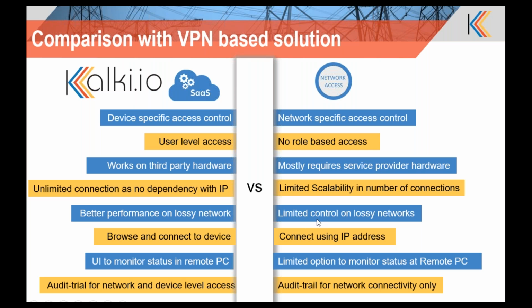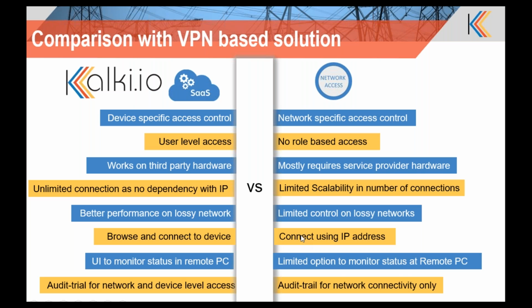And on a VPN network, once the connection is established, there is no more control on the network, and you cannot build an adaptive network mechanism to make your system work on a lossy network, for example, a cellular network or a low bandwidth VSAT network. This would be highly challenging with a VPN-based solution. But in the case of Calceo SaaS-based solutions, there's adaptive protocol buffering happening in the platform, which helps in better performance on a lossy network.